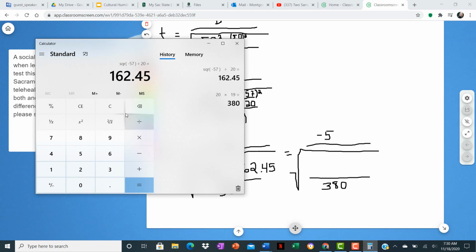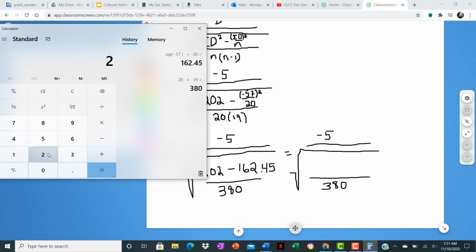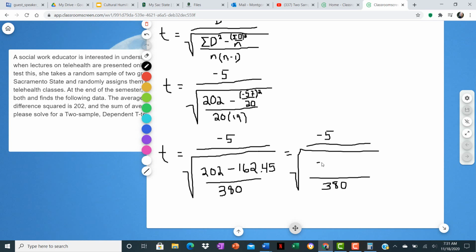We'll go 202. And what are we subtracting from 202? 202 subtract 162.45. We already know what that's going to be: 39.55. There you go, and nice sloppy writing.